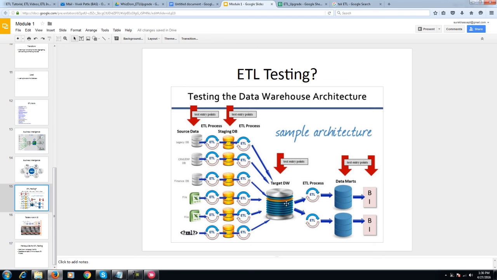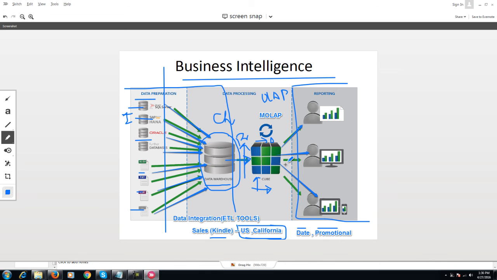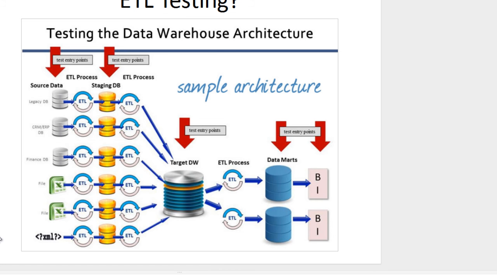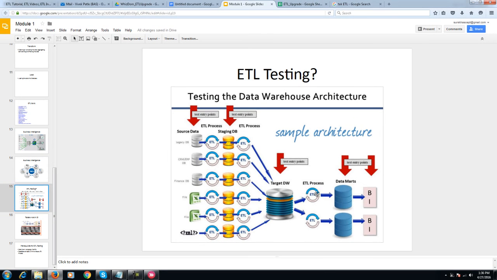And then the target data warehouse is again an entirely different test entry point. Finally the data is moved into the data mart and the reporting application, right? So these are the data marts or OLAP systems, and finally the reporting. So there are multiple integration points, and being a tester you need to check all of these integration points.